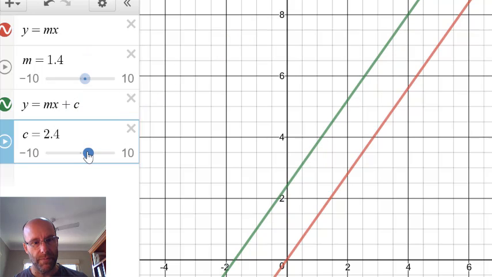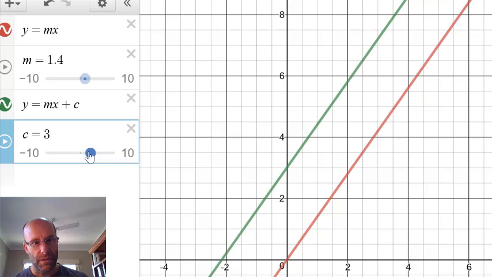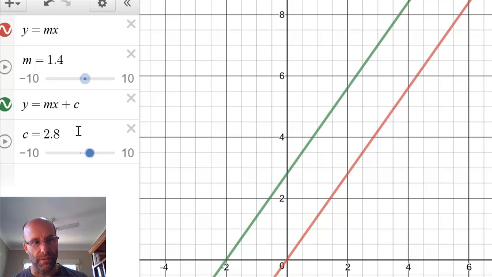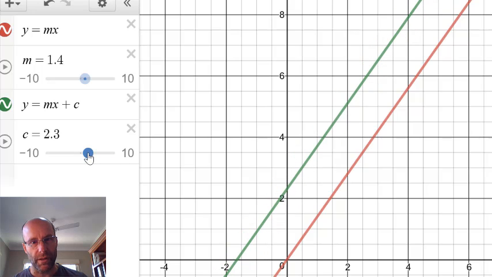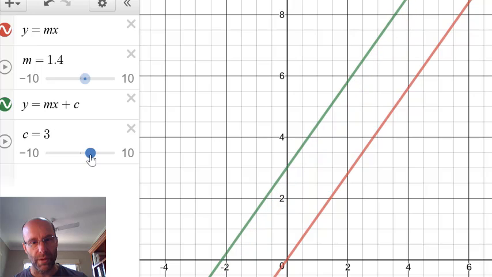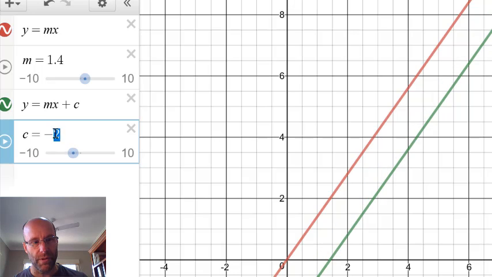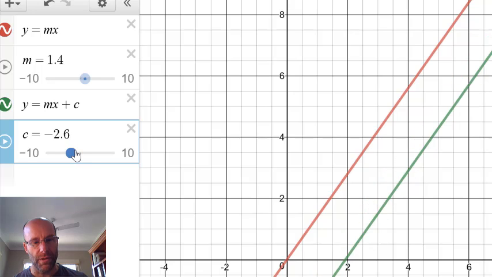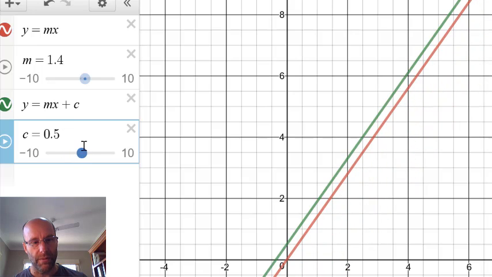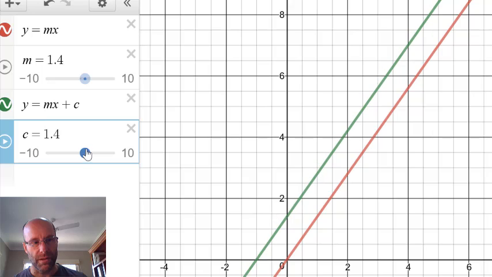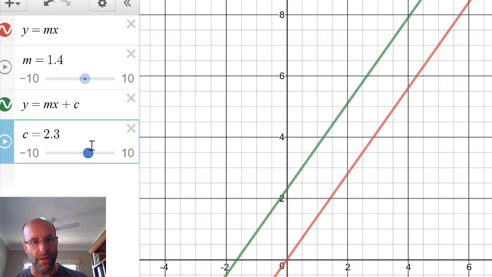Now you can see the other line. So c changes the position of y equals mx. In fact, it stays parallel. It's like train tracks. So it hasn't changed the gradient, but it's like it slides it up and down. If it's negative, so it's at -2 at the moment, alright, it's slid down. If it's 0, it's back to where it was, and if it goes up, you can see c increasing.